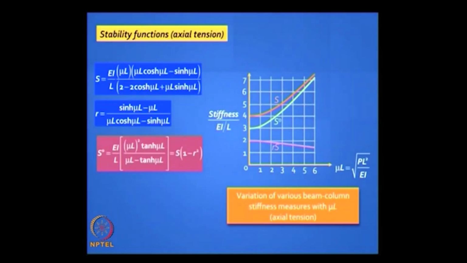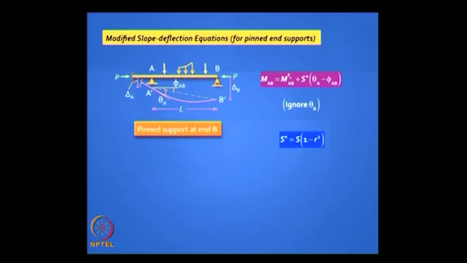If you have axial tension, you have similar equations, but they involve hyperbolic functions, and interestingly you will find that S and S naught will increase, but R into S, the carryover moment, decreases. Okay, this is the outcome of having axial tension.